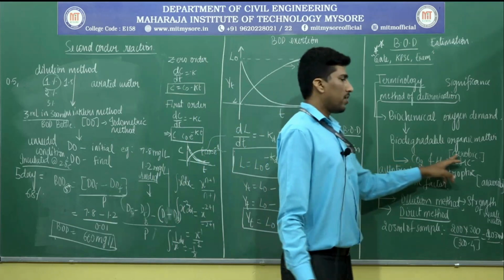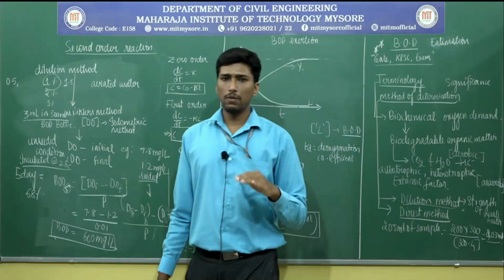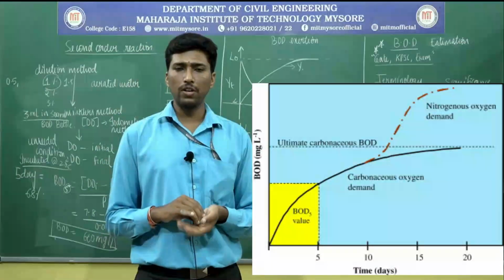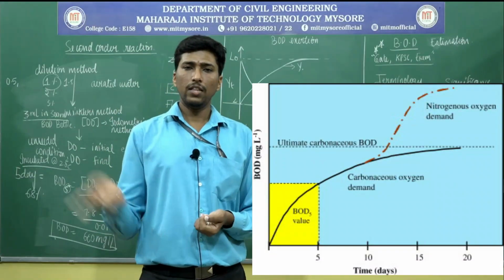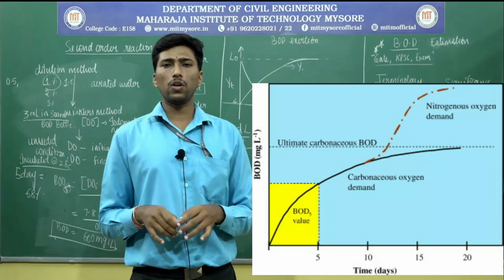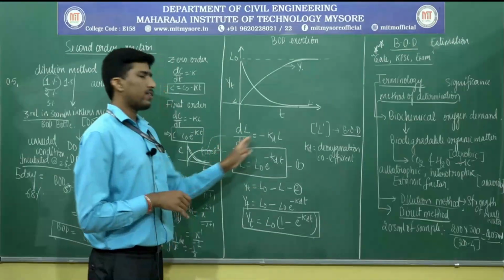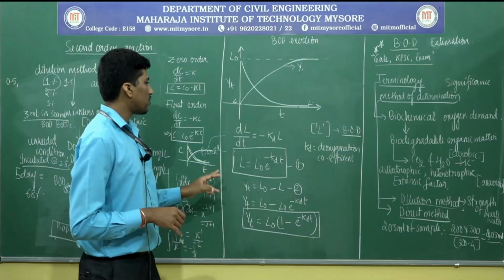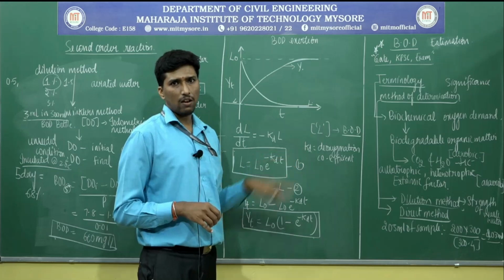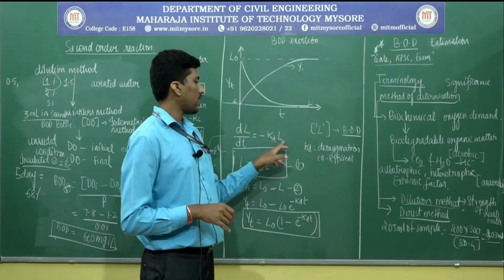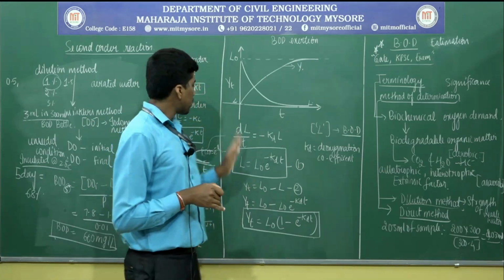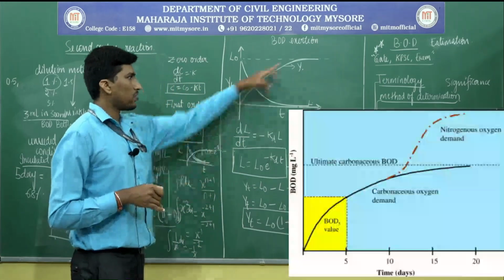Similarly, for the biochemical oxygen demand, there are two types. One is the carbonaceous BOD, carbonaceous biochemical oxygen demand. The nitrogenous content which is present, we call it nitrogenous biochemical oxygen demand. Therefore, we have two sets of equations. Instead of KDL, we have KNL, or KN into LN. That is nitrogenous BOD. The first stage we call carbonaceous BOD.